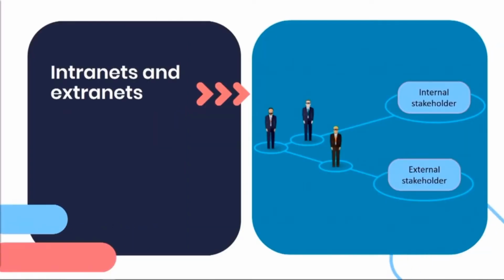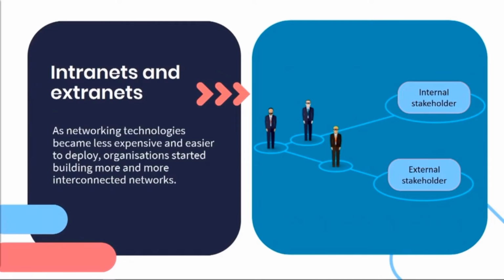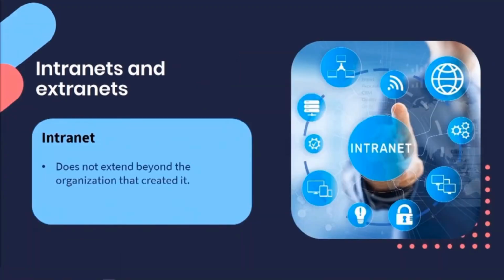So let's move on to intranets and extranets. As network technologies became less expensive and easy to deploy because of software as well as infrastructural changes, organizations started building more and more interconnected networks for special purposes, whether it was for internal stakeholders as well as for external stakeholders. Now let's have a look at intranets first of all. An intranet is essentially a network that does not extend beyond the boundaries of an organization, meaning only the organization that runs that particular network. This includes the software, the infrastructure, all of those things, that is strictly customized, built and managed by the organization in which it is deployed.